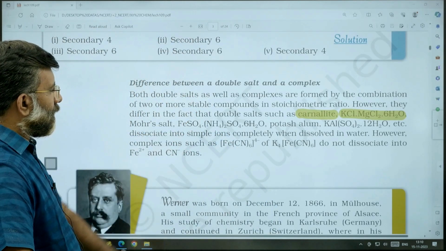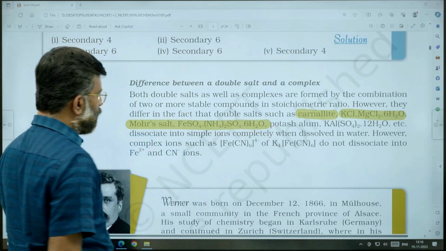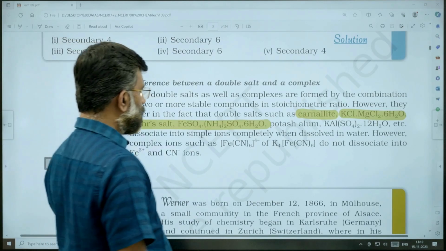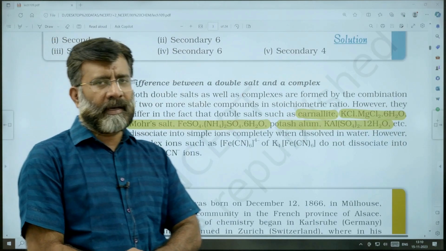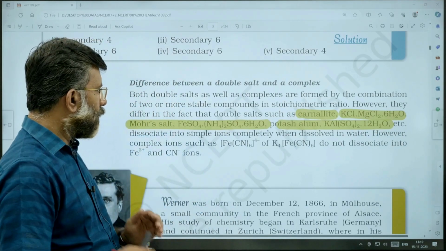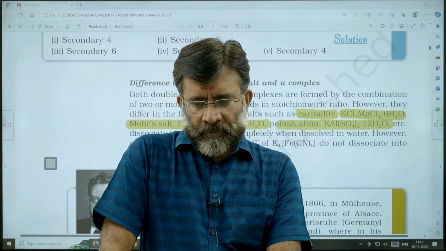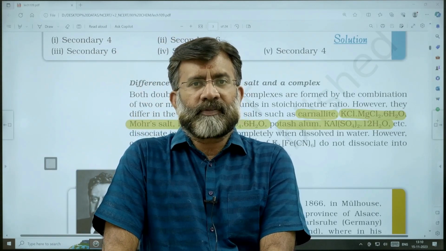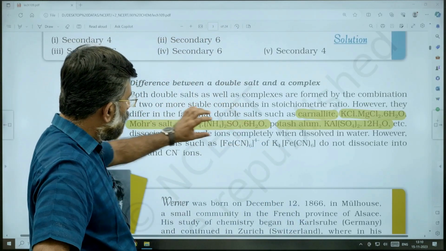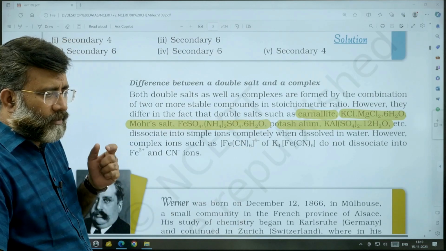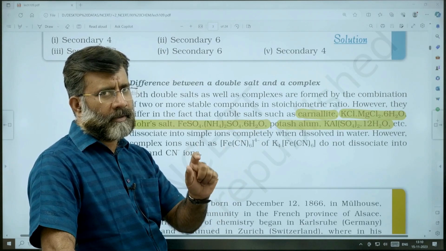So that is carnallite. It is a double salt. Mohr salt, ferrous ammonium sulfate, is a double salt. Potash alum is a double salt. All these are double salts. What is the importance of a double salt? You see, the formula seems to be complex. This is the formula of Mohr salt. Mohr salt formula seems to be complex, but that complexity is only in writing the formula or in the solid state, not in the aqueous solution.